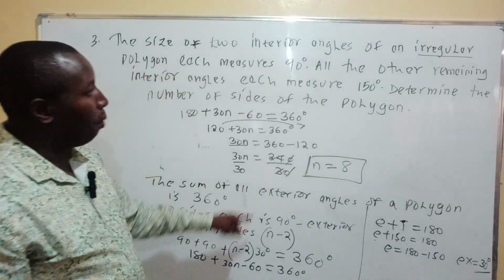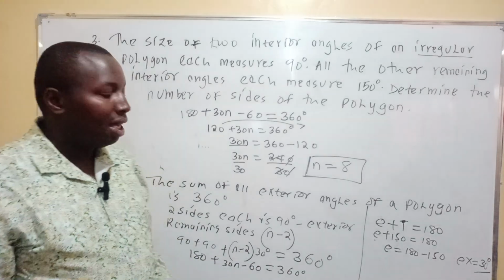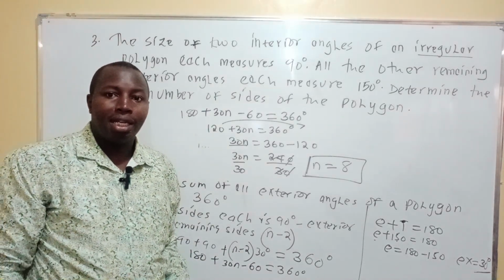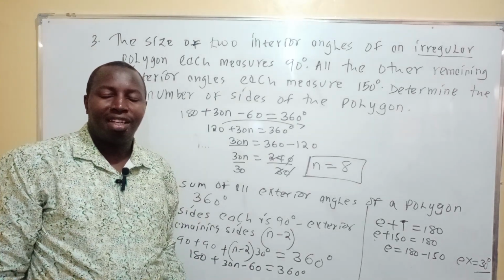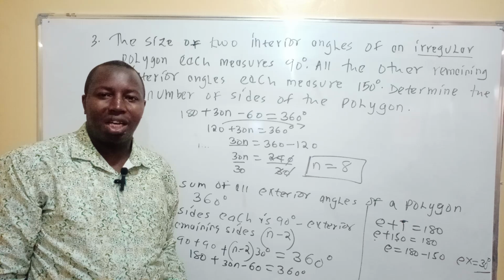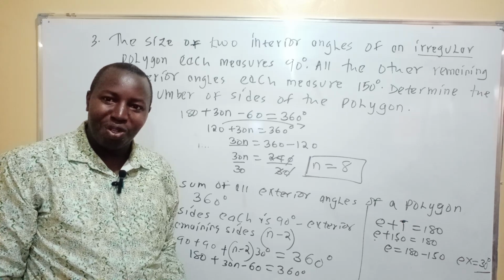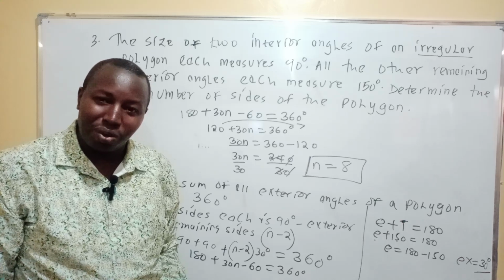So that irregular polygon has 8 sides. And that's how you were supposed to do that question.